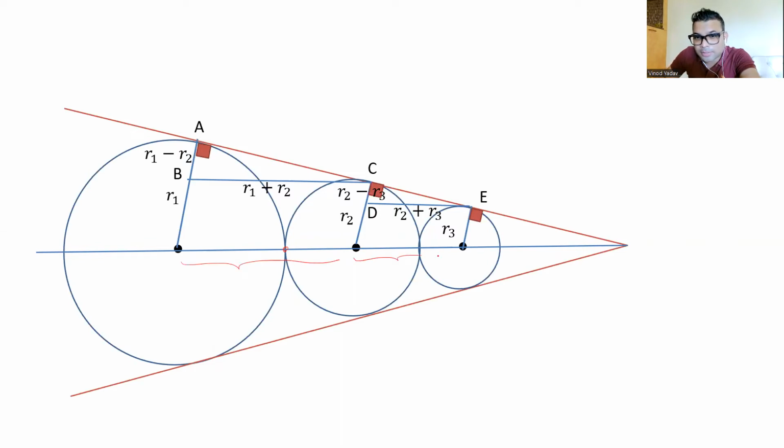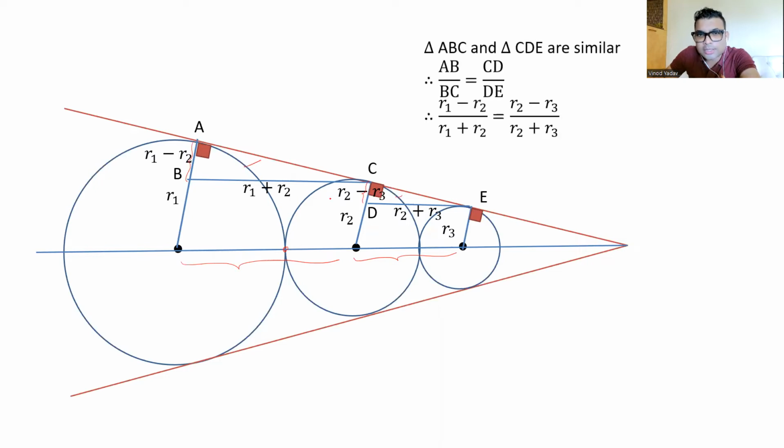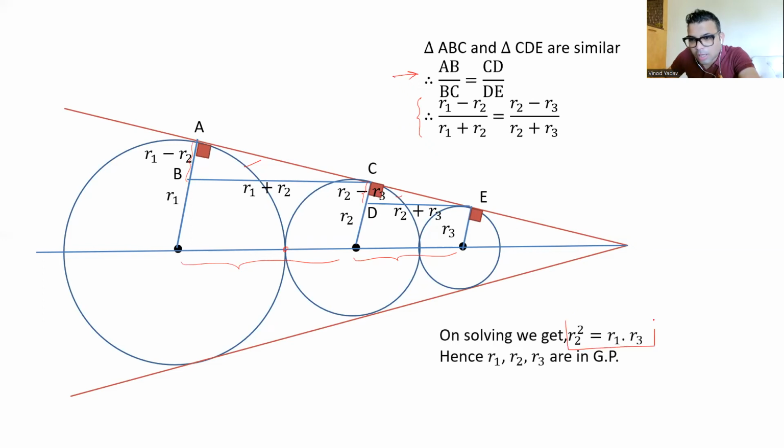DE will be the same as the distance between these two centers, R2 plus R3, the way we had derived in the direct common tangent. So this much will be R1 minus R2, AB, and CD will be R2 minus R3, right? Correct? Okay. Look at these two triangles. These two triangles are similar triangles. So the ratio of the corresponding sides AB over CD is the same as BC over DE. Substitute the values, cross multiply, simplify, and at the end you'll get this structure: R2 square is R1 into R3.